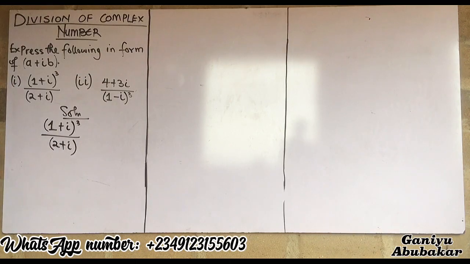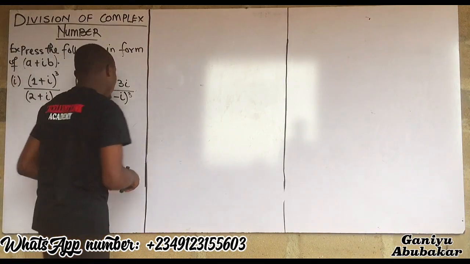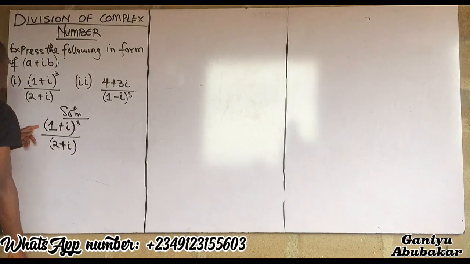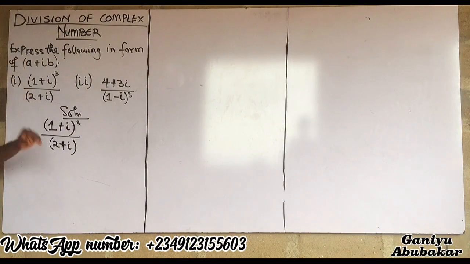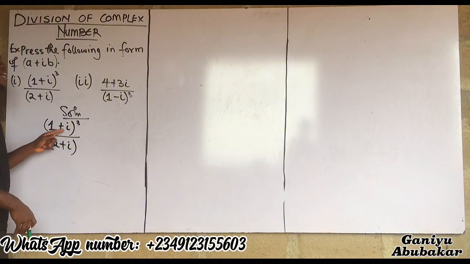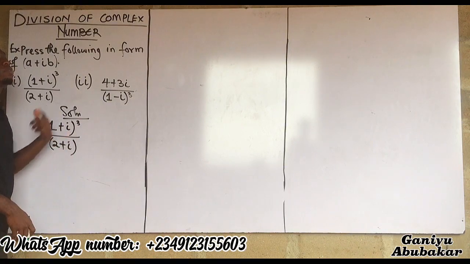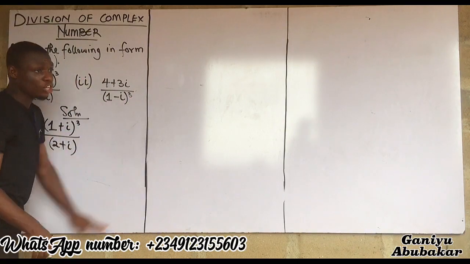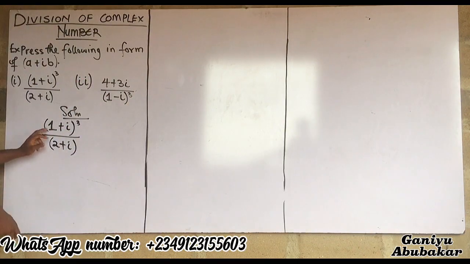In this case here, what's your first task? These two are dividing. But first things first, observe that my numerator is more complex. The numerator here is 1 plus i to power 3. It means that this 1 plus i is multiplying itself 3 times. So in that case, I'll try to expand this one here. My first task, pick out the numerator.